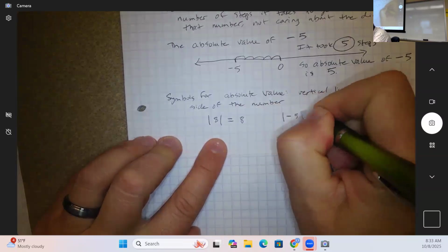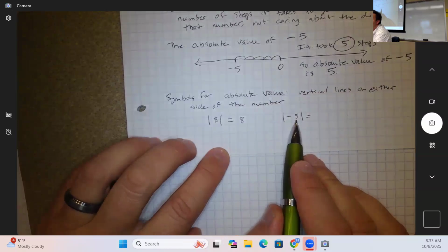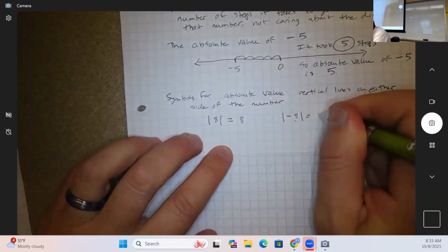Absolute value of -5 is the number of steps it takes to get from 0 to -5. How many steps? 5.